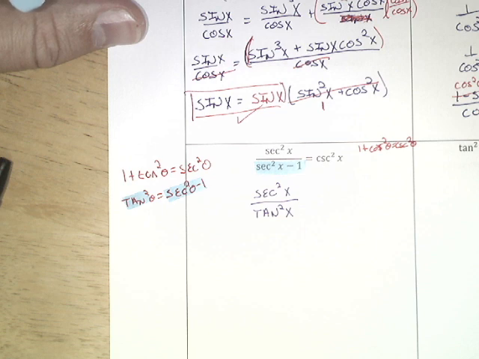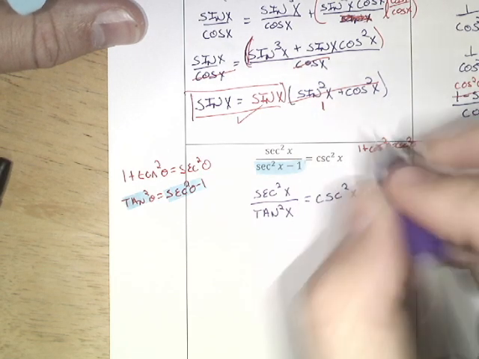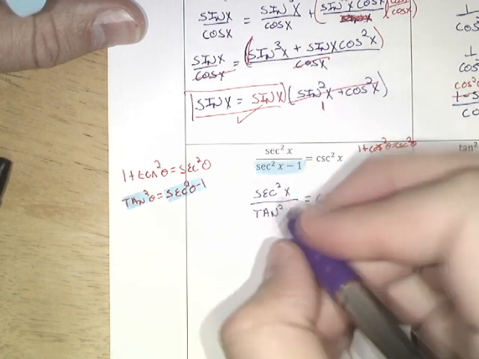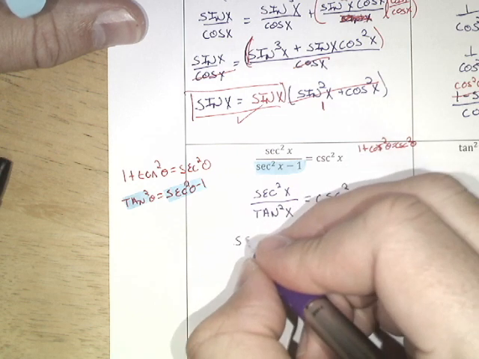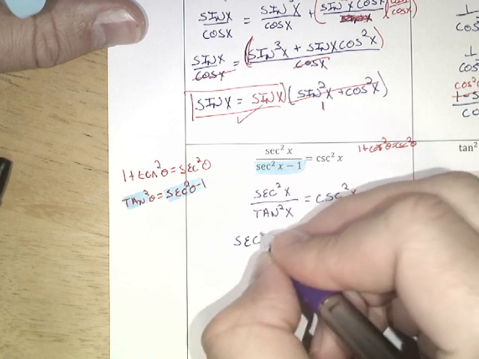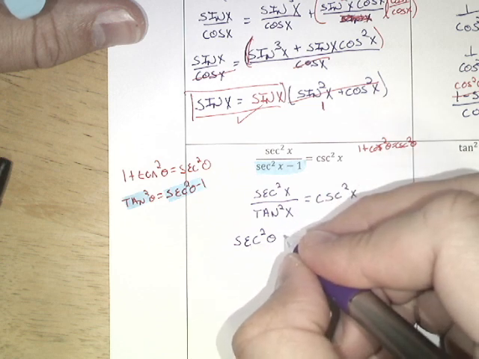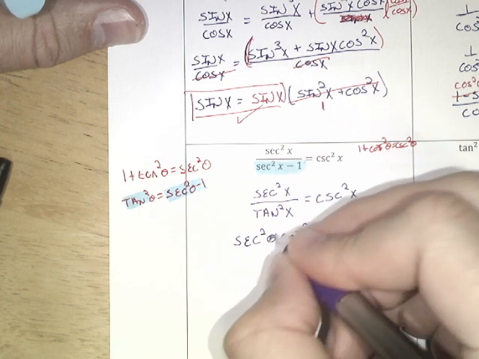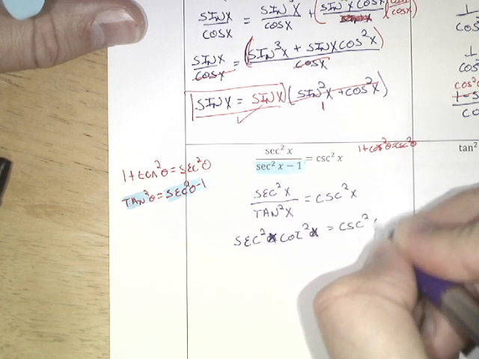So now what should we do? Well, bring this other side down. I like this better because it doesn't have the subtraction in it. So if we change this into cotangent and get rid of the denominator here, secant squared times cotangent squared, I switched to theta instead of x, I apologize, is equal to cosecant x.